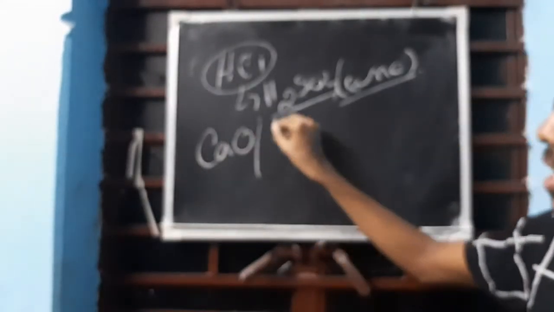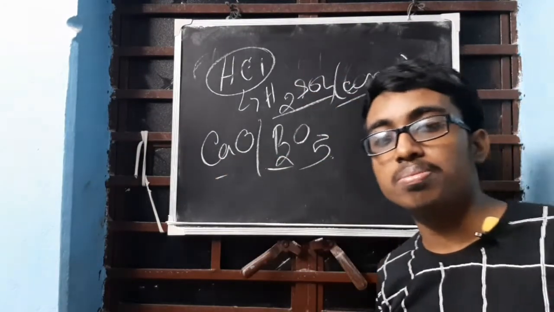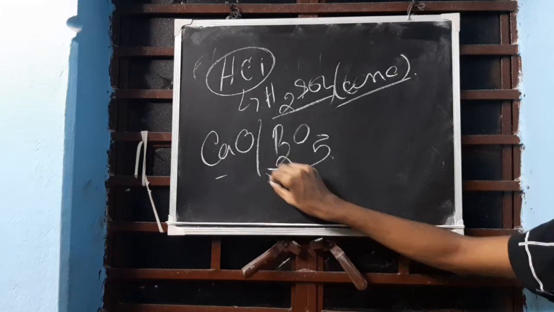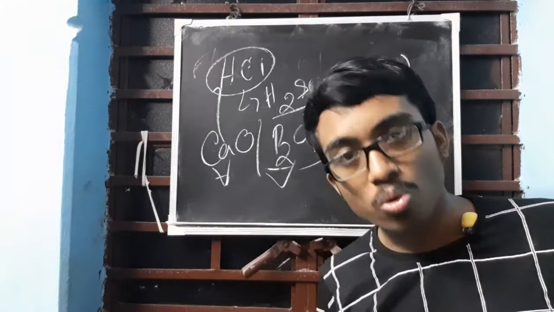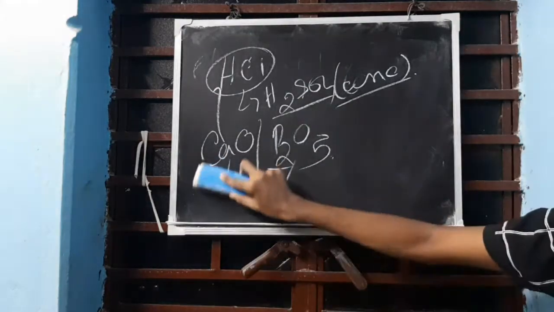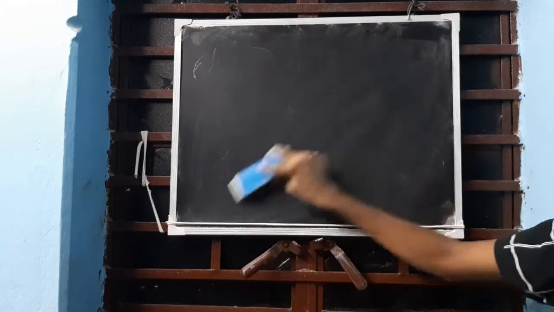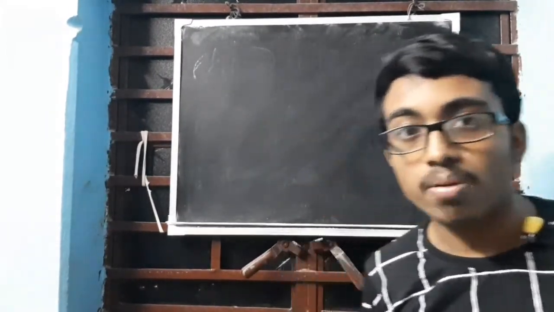Now, there are many other drying agents. CaO is there, P2O5 is there. But why aren't we using these two and we are using particularly H2SO4? Everything has a reason. Because this one reacts with HCl, and this one also reacts with HCl. Do we need a reaction? No. We need to dry it. Do we need a new product? The purpose is to dry HCl. If it reacts with HCl, then the purpose is destroyed. That we do not want.